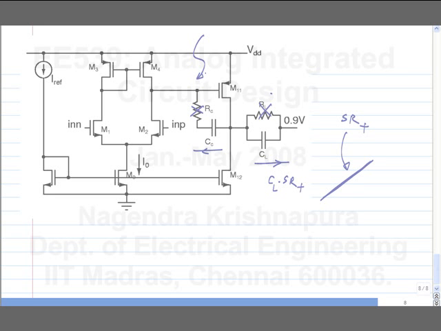Current through CC will be? Why? The output is ramping up at a certain slew rate. What is the current through this? So, what will be the voltage swing at the input of M11, at the gate of M11? It's the output voltage divided by the gain of the second stage.